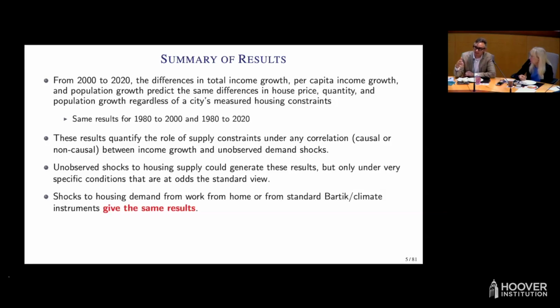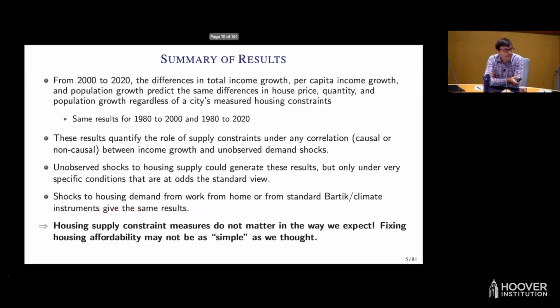I think you'll see that income growth is very strongly correlated with house price growth and quantity growth. So the punchline is, it doesn't look like the supply constraints matter in the way we expect. It doesn't look like they map into differences in housing supply elasticities, like the standard view would suggest. And so fixing housing affordability by trying to relax these constraints might not be as effective as this view implies.